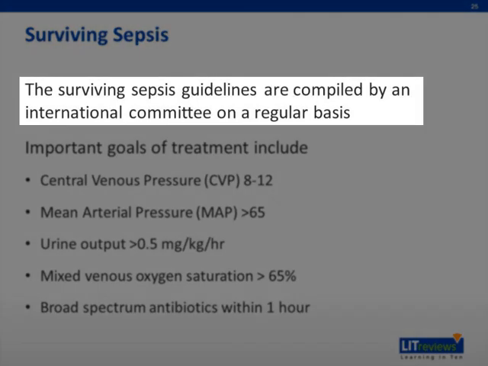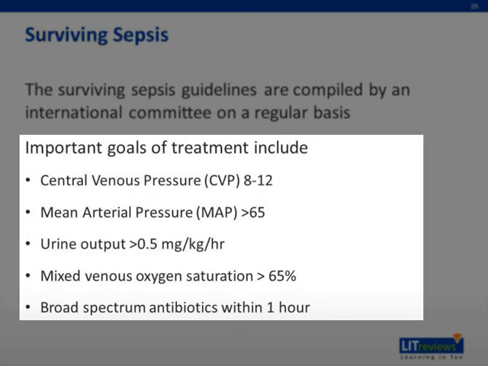The Surviving Sepsis guidelines are compiled by an international committee on a regular basis. There are certain important goals of treatment that everyone should be aware of. The first is keeping a central venous pressure, documented by a central line such as an IJ or a subclavian line, between 8 and 12. A MAP, or mean arterial pressure, greater than 65. A urine output greater than 0.5 milligrams per kilogram per hour. A SCVO2 or SVO2 greater than 70% or 65%, respectively.